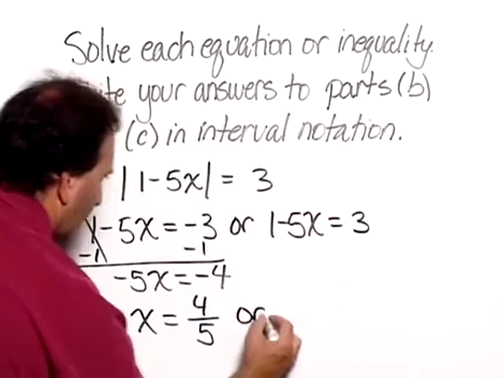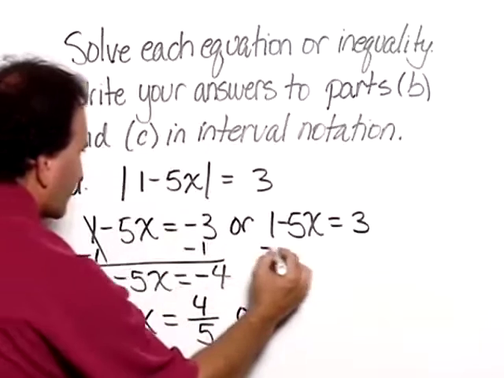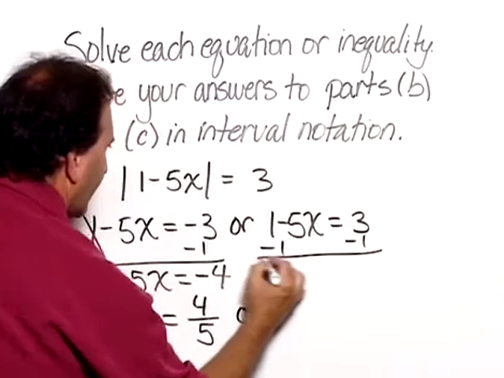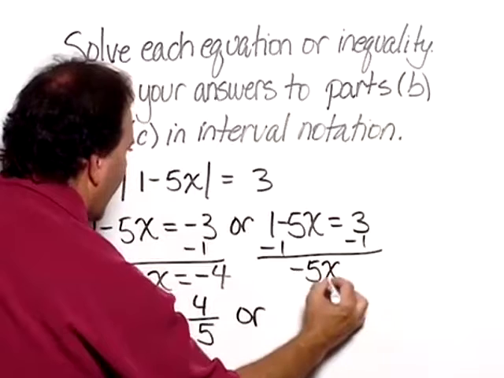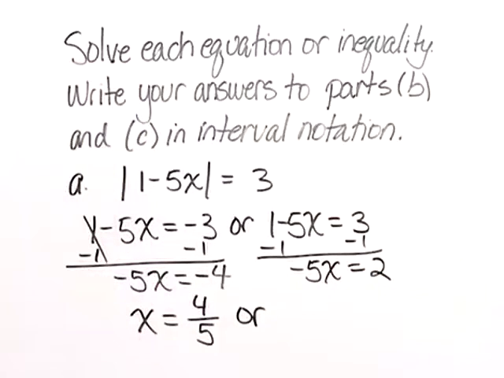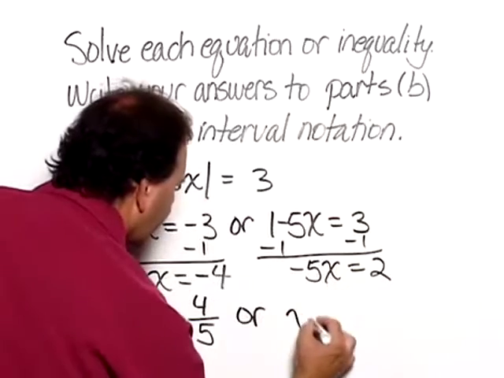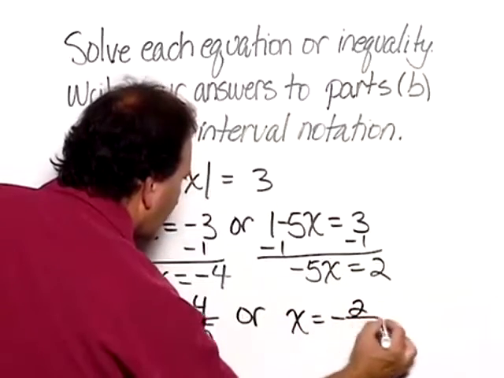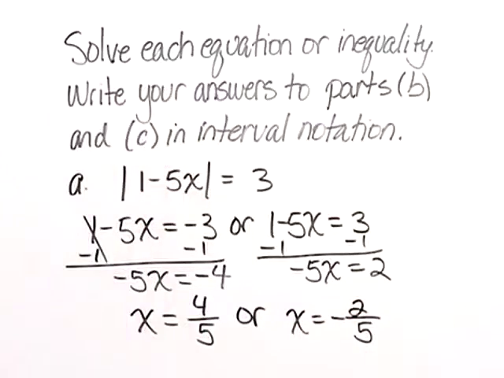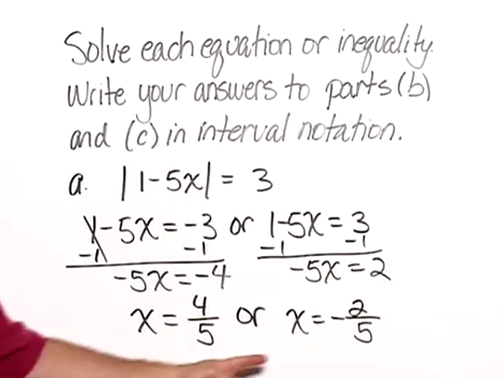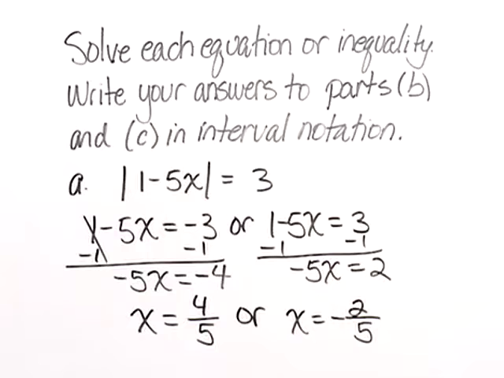Or, in this case, we subtract 1 from each side, and we get negative 5x equals 2. Again, divide both sides by negative 5, and this time we get a solution that x is equal to negative 2/5. So, x is equal to negative 2/5, or x is equal to 4/5.